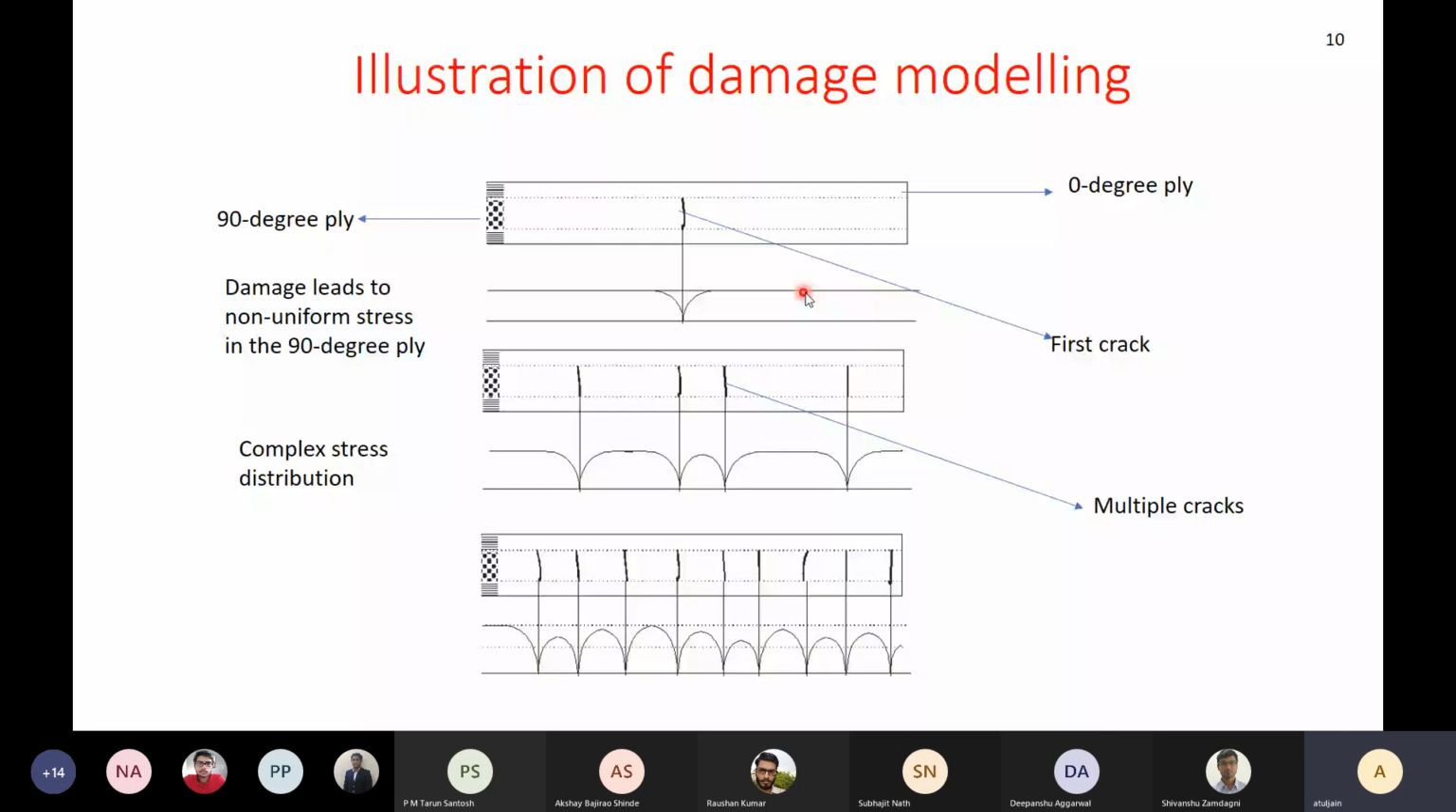As you increase the load, the cracks are going to increase more and more. So instead of a straight line, the stress in the matrix point by point is going to vary like this. And as you increase the cracks, these undulations will change. Now, I think it is common sense that as the number of cracks is increasing, the average stress in the 90-degree ply is decreasing. Yes or no? This is what is going to happen.